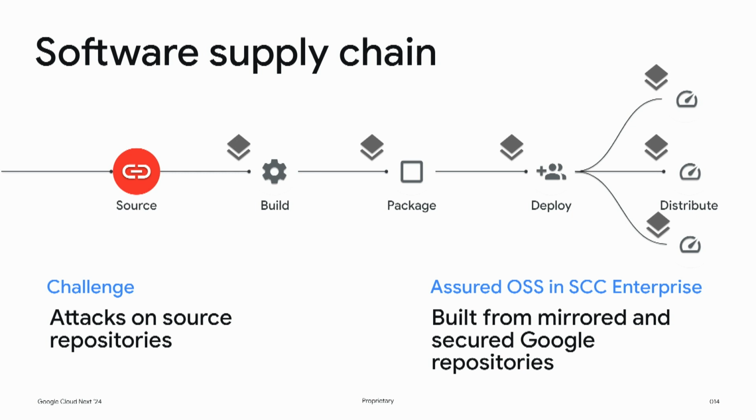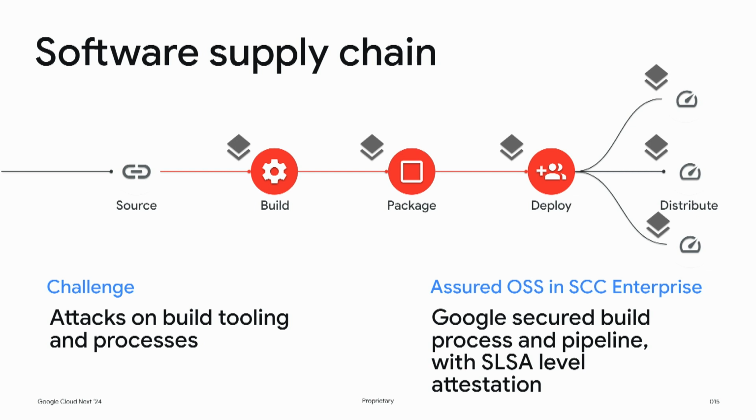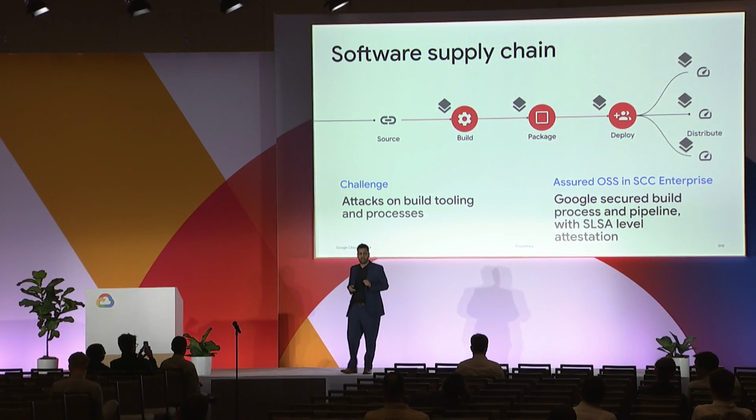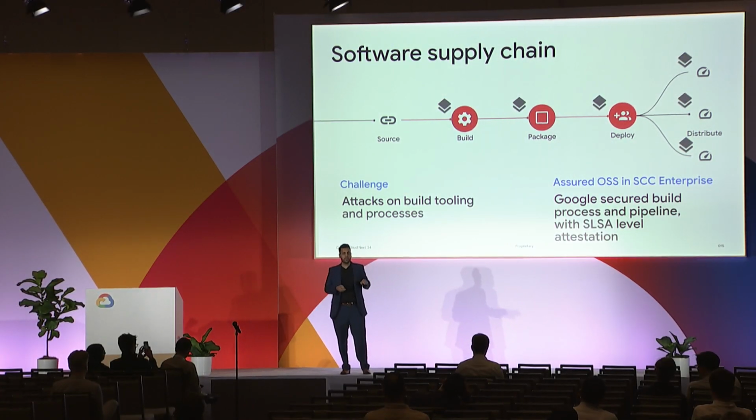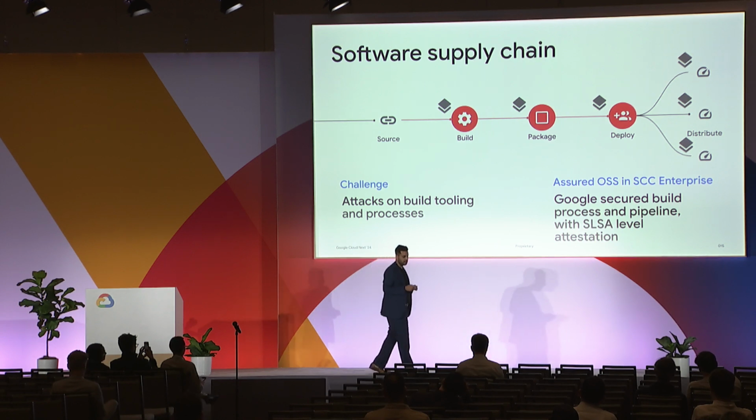And the way Assured OSS mitigates this is by building packages from mirrored and secured Google repositories. The next threat vector comes from the tooling and the process that is used to build the package. Here, Assured OSS uses Google secured build tooling, pipeline, and processes, as well as provides you with a SALSA-level attestation for every curated package so that you know exactly what went into building the package that you're using.